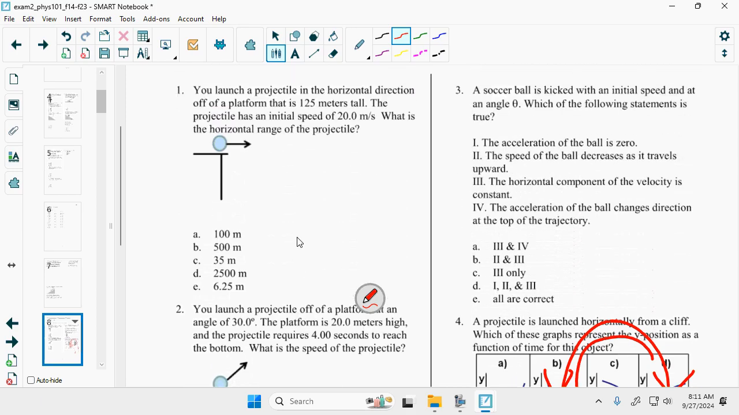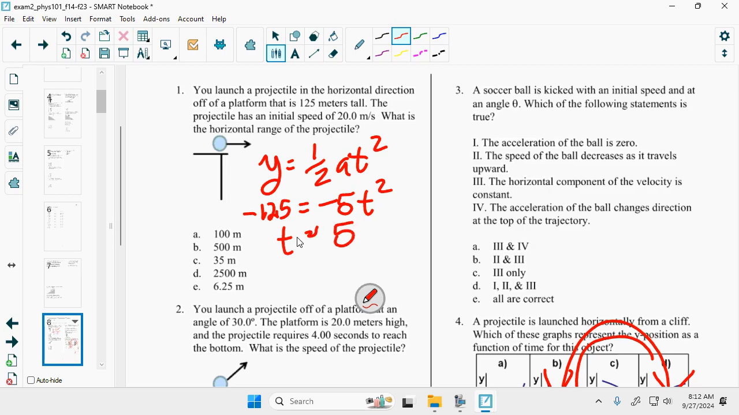Let's do this one. This is sort of a more typical horizontal launch problem. I want to know first, the first thing to do is to find the time. Remember to find the time on these, I just imagine something dropping and ask how long does it take for that object to drop through that distance. So I say y equals 1/2 a t squared. That's negative 125. It's important that you get that negative. Is equal to negative 5 t squared. That means that t is the square root of 25, or 5 seconds.